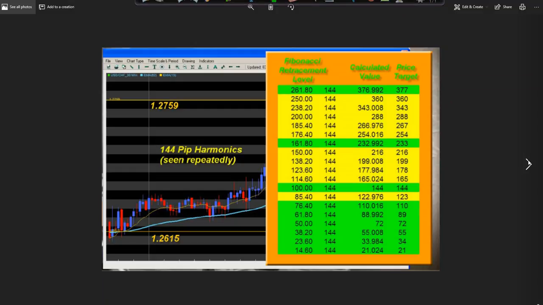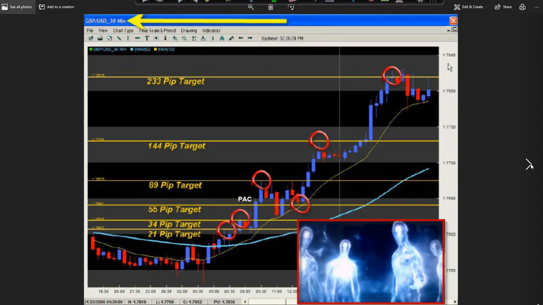Now, you just have to take my word, and you won't have to trust it too much, but just take my word. This is unedited. So we have our 13-62 cross. Calculations take place at that point: 21 pip line, 34 pip line, 55, 89, 144, 233.